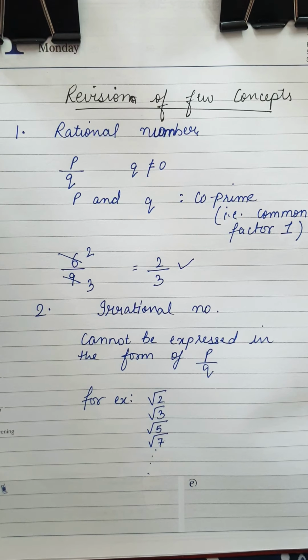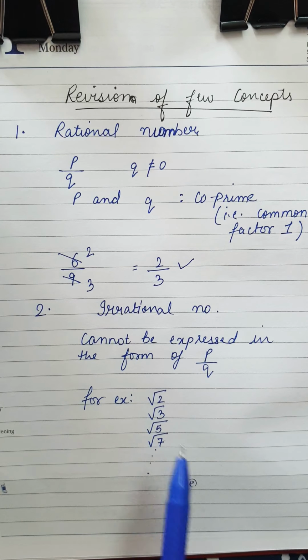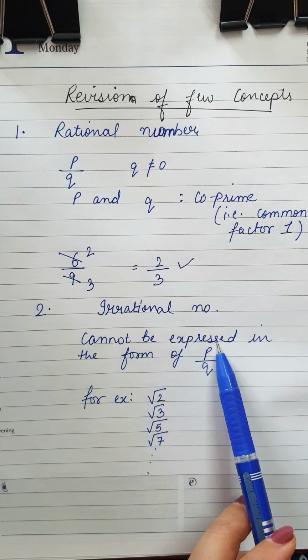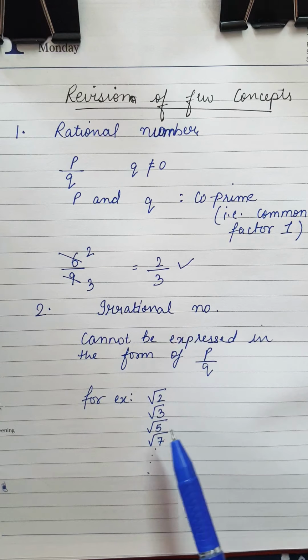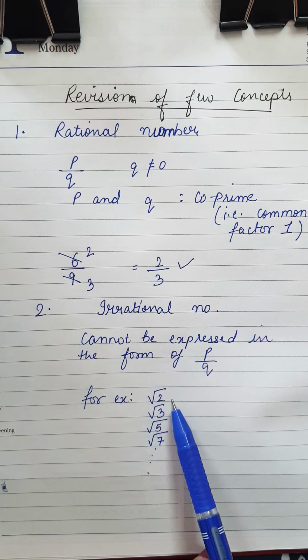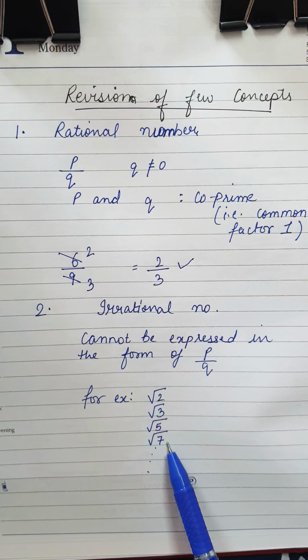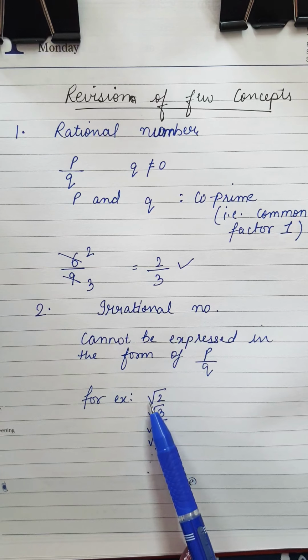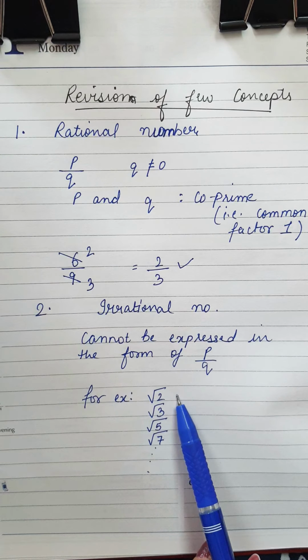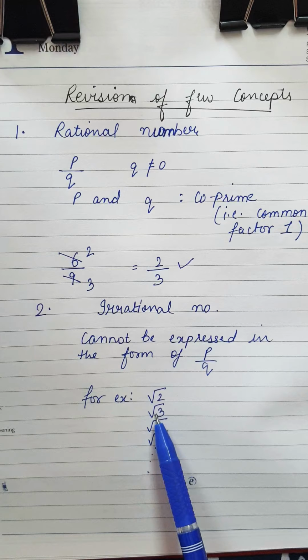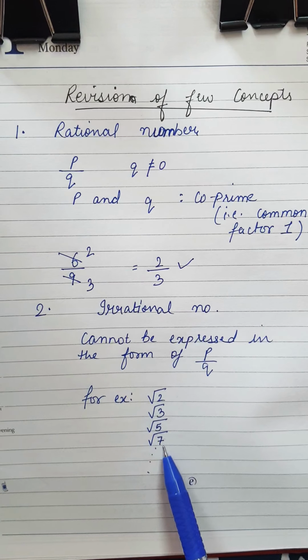Second important point is irrational number. Basically the numbers which cannot be expressed in the form of p by q. For example, the roots whose perfect squares do not exist. For example, under root 2, we do not have the exact value of the root. Under root 3 again we do not have, and so on.